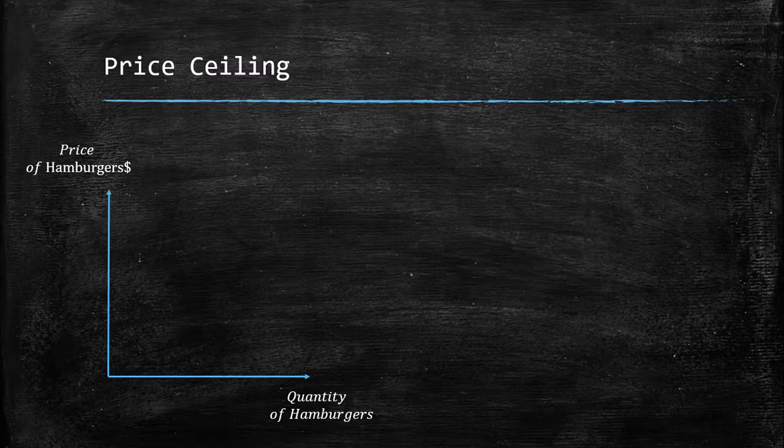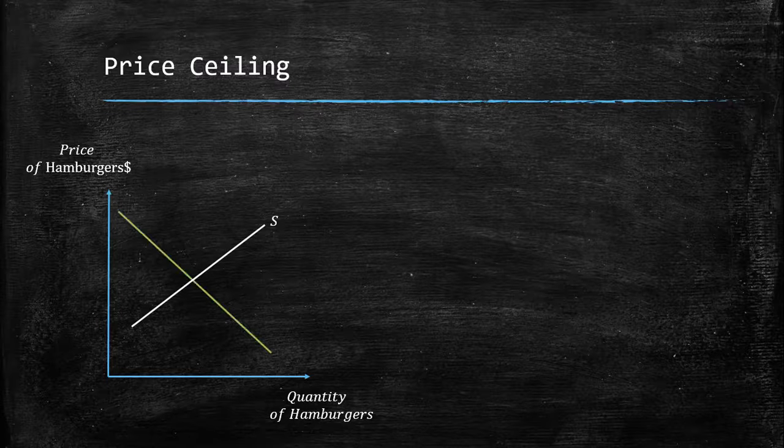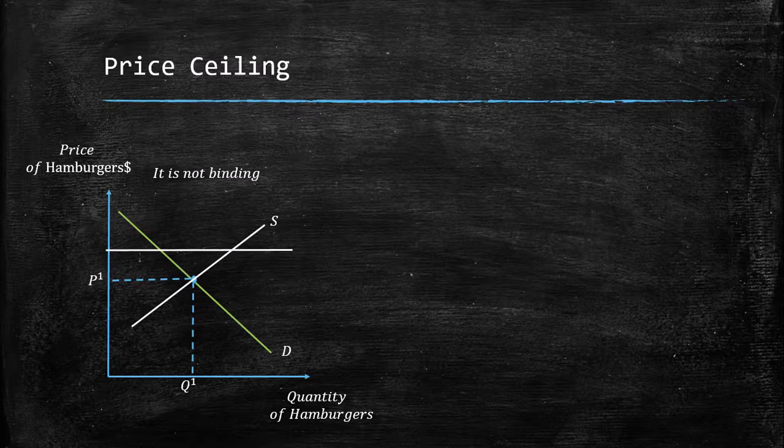First of all, imagine that we are in the market of hamburgers. We have here the supply curve and here the demand curve. This is the equilibrium for price and quantity. This is the case when the price ceiling is not binding. What does it mean? It means that the policy fixes a maximum price which is higher than the equilibrium, so it doesn't change anything relative to the equilibrium case.